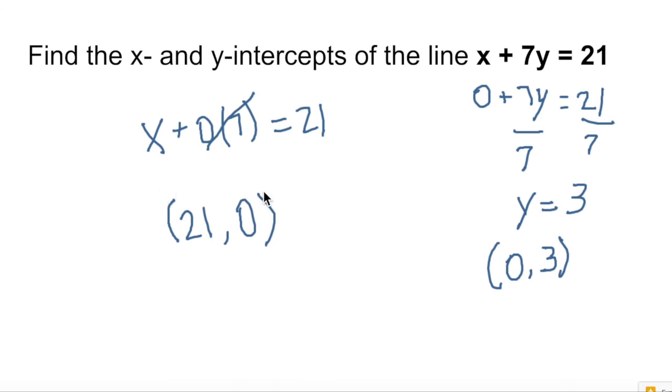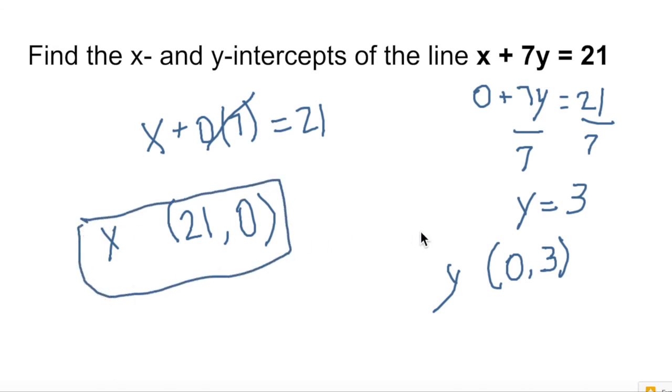That's our other intercept. That's the y-intercept, or I'm sorry, that's the x-intercept, and this is the y-intercept down here. So those are our two intercepts. That's the x, that's the y-intercept. Again, all we have to do is put in a 0 for x to find the y-intercept, put in a 0 for y to find the x-intercept, and then solve for the other one.